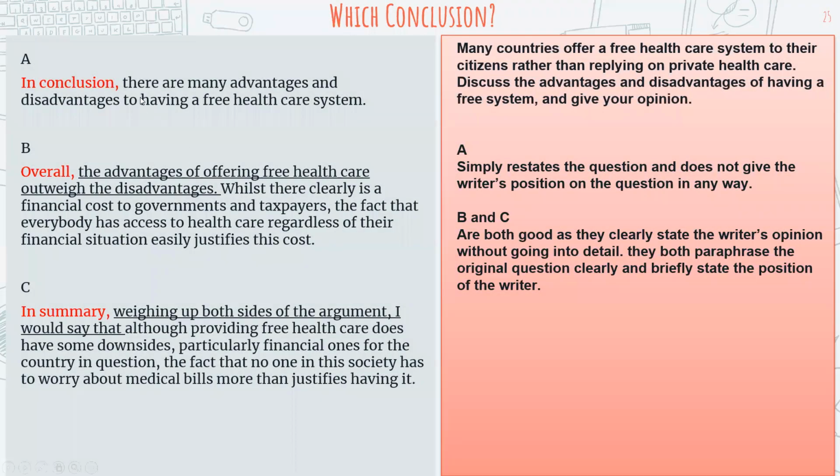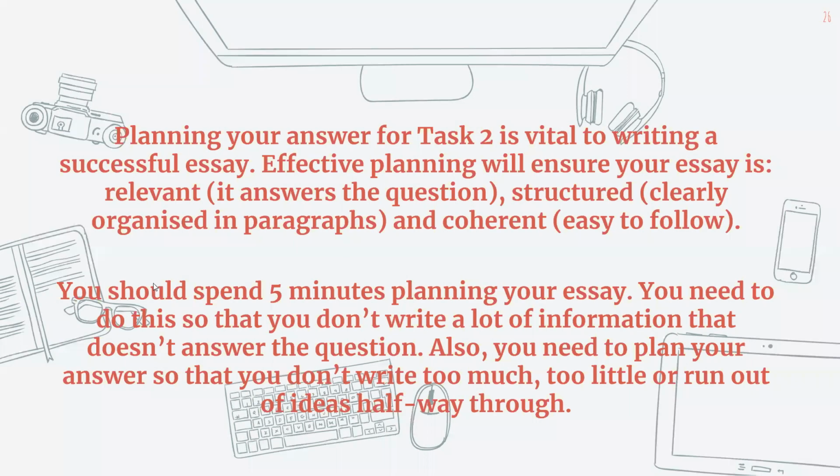we said that A is not a good concluding paragraph. So B and C are both good. They clearly state the writer's opinion without going into detail. And of course, they don't introduce any new ideas, because you should avoid introducing any new ideas in your concluding paragraphs. They both paraphrase the original question clearly and briefly state the position of the writer. So I would use B or C. Okay. Try to read them as many times as you can, actually. Okay.